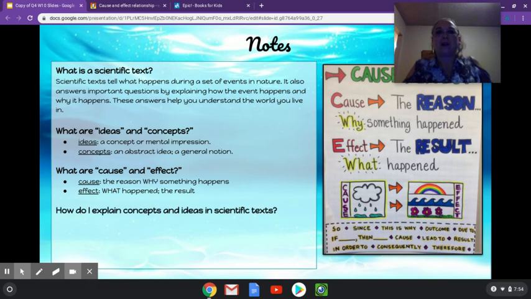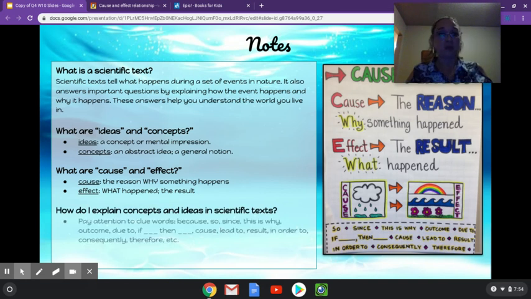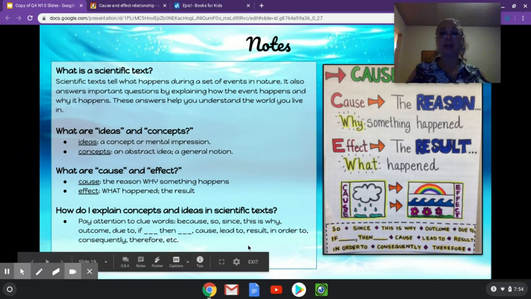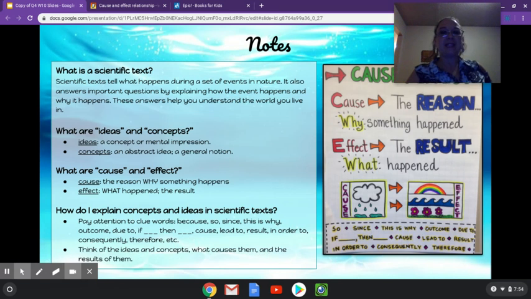How do I explain concepts and ideas in a scientific text? Well, pay attention to the clue words: because, so, since, this is why, outcome, due to, if, then, lead to, result, in order to, consequently, therefore, and I think I forgot cause. And think of the ideas and concepts, what causes them and the results of them. A lot of the stories that we do in story elements, all of them happen in order because this happened. It's just like that chain reaction, like dominoes that just keeps going.